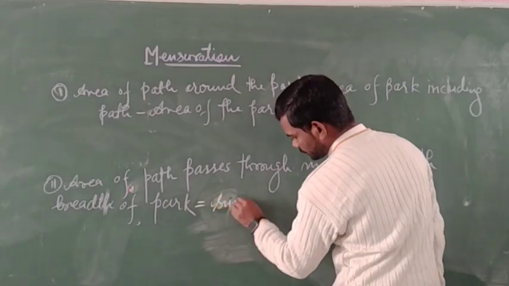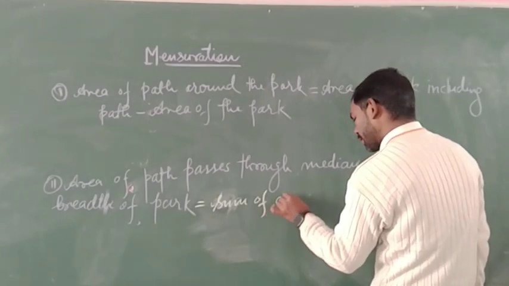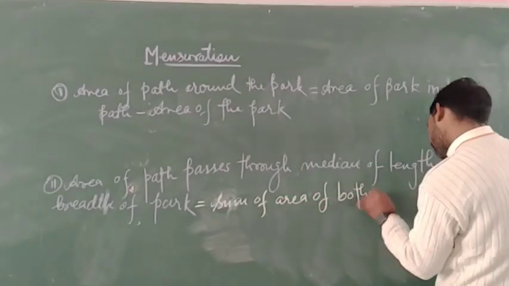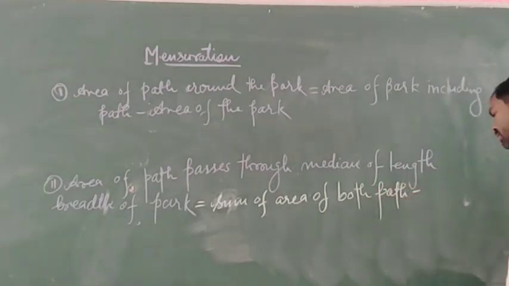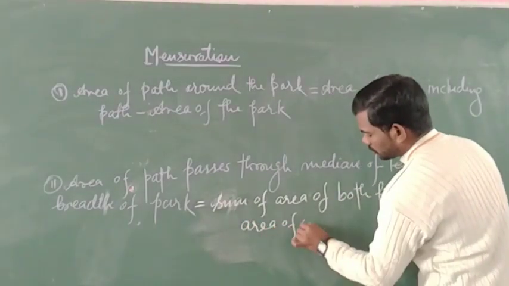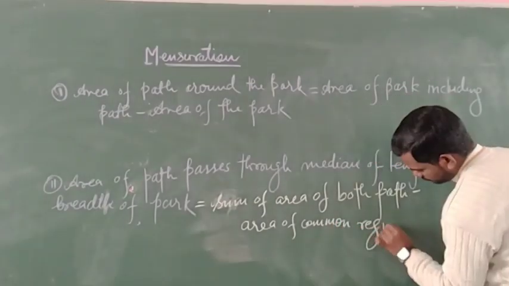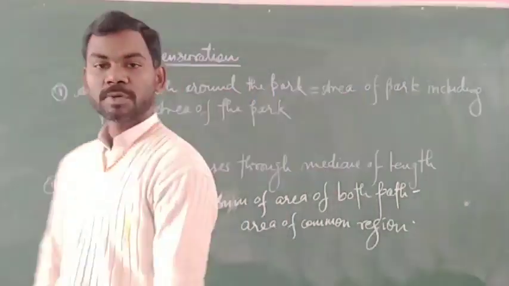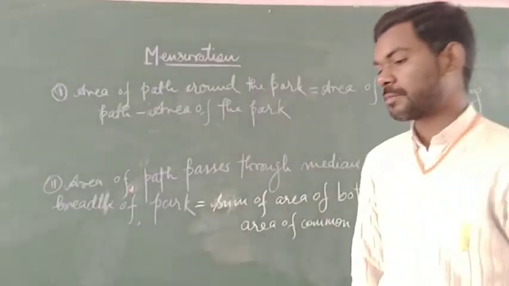sum of area of both path minus area of common region. So these are the two concepts for which we shall discuss the question. So now let us start the question and try to solve them one by one.